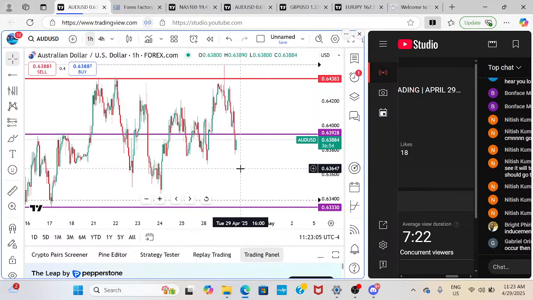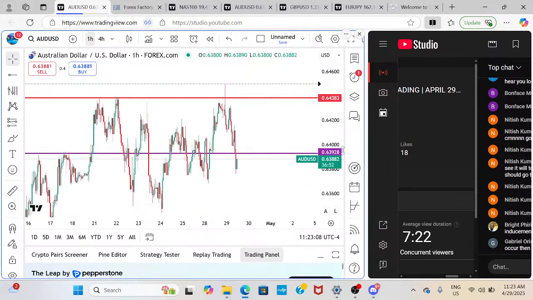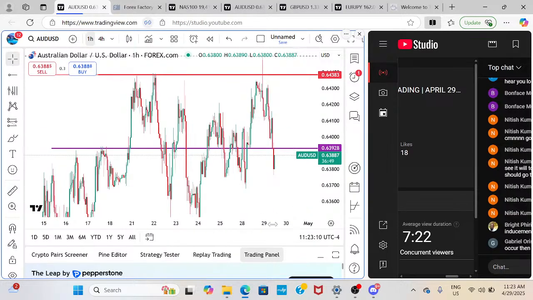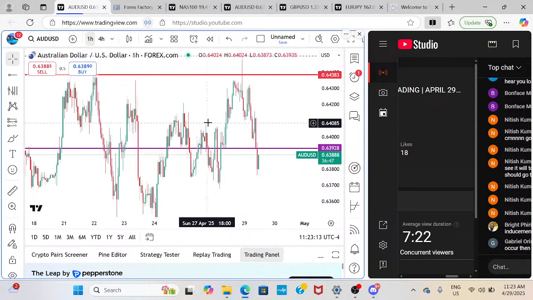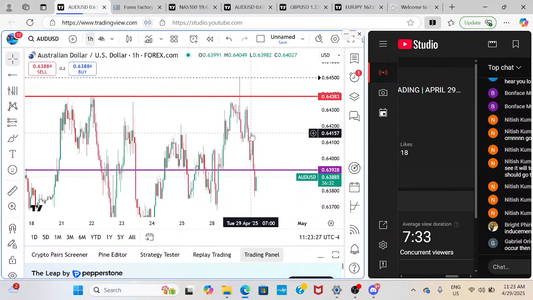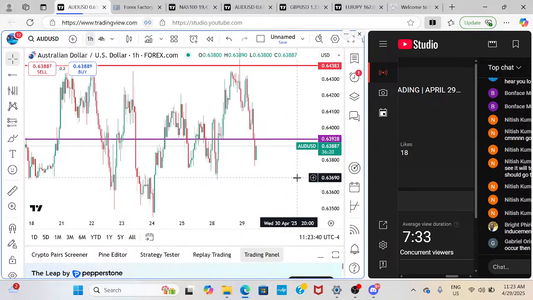For AUD/USD, it kind of trapped a lot of people yesterday, right? When we analyzed it, I basically told you guys it was a 50-50 chance it was either going to buy or sell. We had a 50-50 chance, and we got a trap yesterday. The price actually pretended to buy, but it ended up reversing and started selling off.